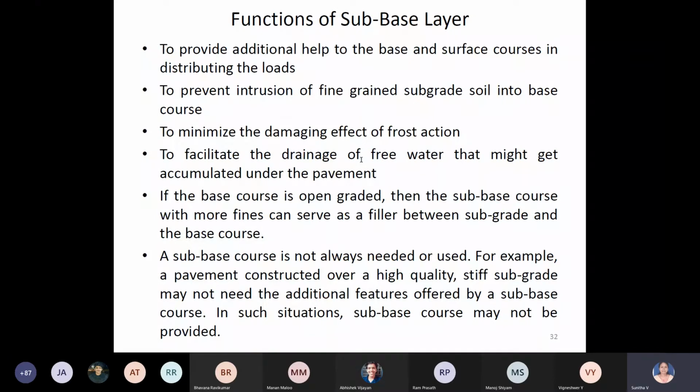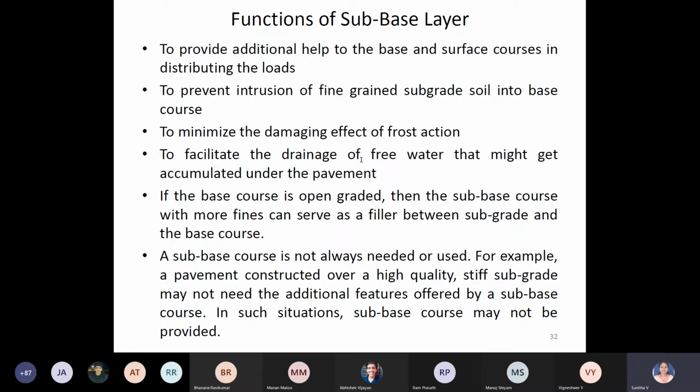So next is subbase. The subbase will provide additional help to the base and surface courses in distributing the load. Whatever load is coming from the pavement or the bituminous layer comes down through the base, then the subbase, to the subgrade. If more base course is there, additional thickness will be there, and the stresses coming on the subgrade layer will be less.